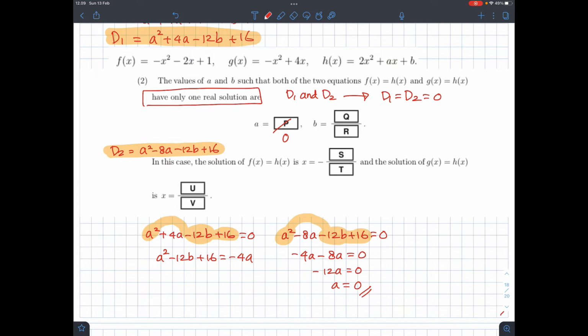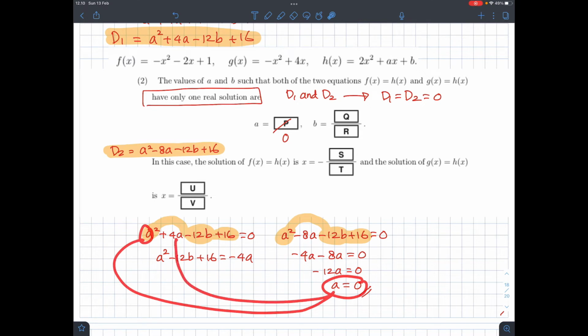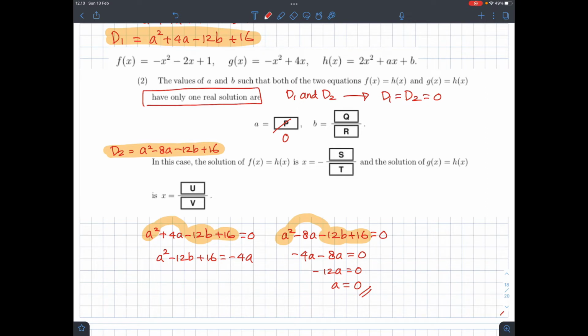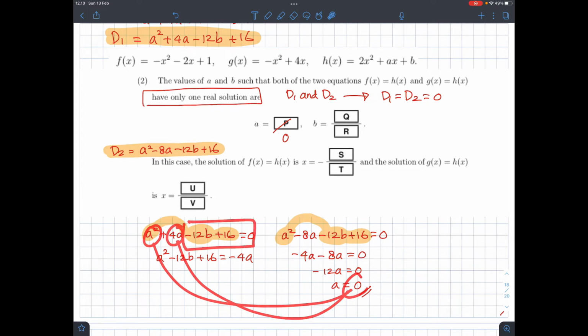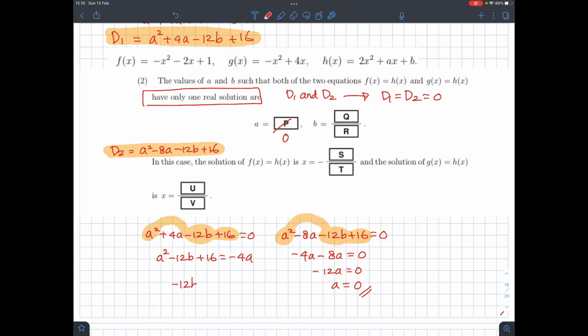Okay, so here a becomes 0, and then we try to find b. You just put the value of a here, then you get the value of b. If you put 0 here, the square is 0, 4 times 0 is 0, so you are just left with these two parts. Negative 12b plus 16 equals 0, so 12b equals 16, and you get b equals 16 over 12, or you can simplify, it becomes 4 over 3.